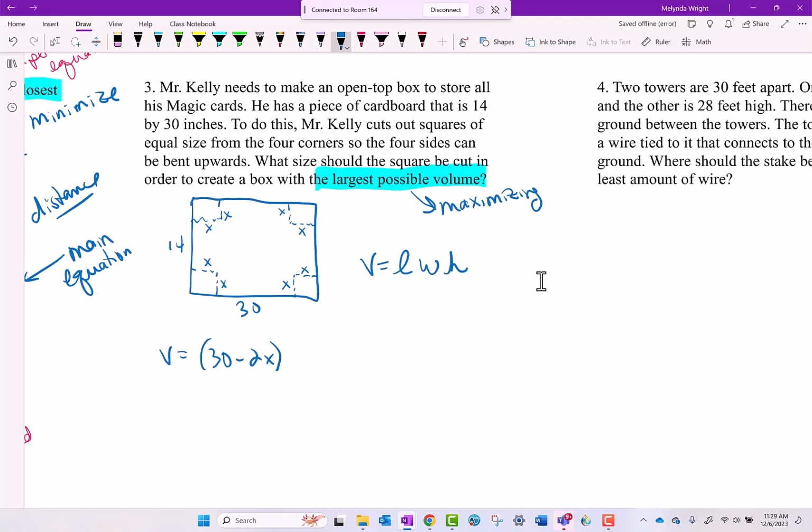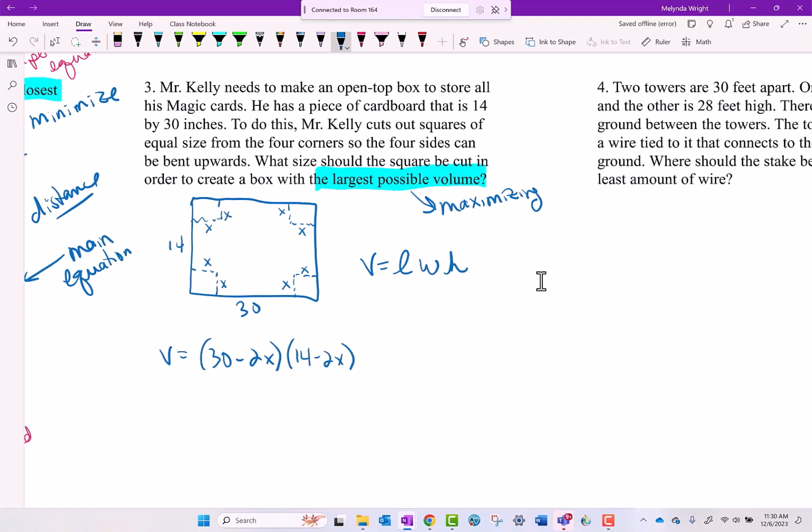All right, let's look at width. Let's consider this our width right up here. If I'm going to write an expression for width, it's not going to be totally 14. What's it going to be? 14 minus 2x.